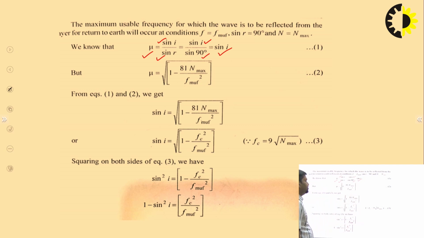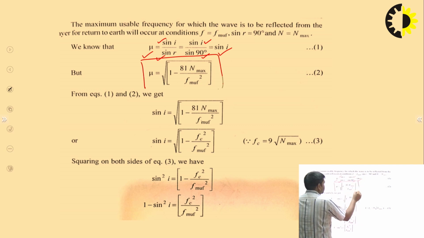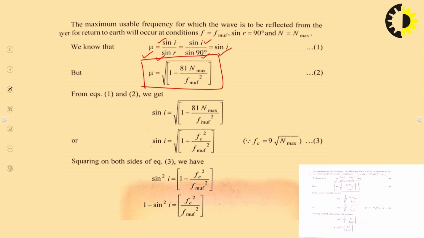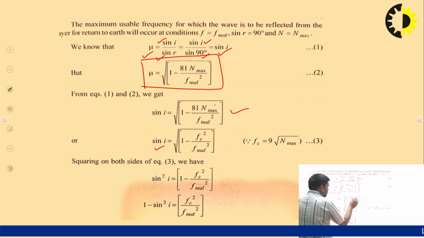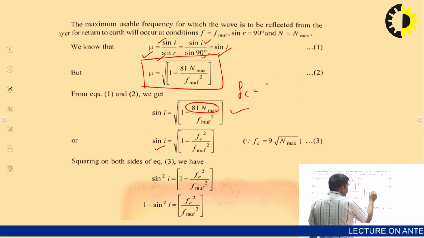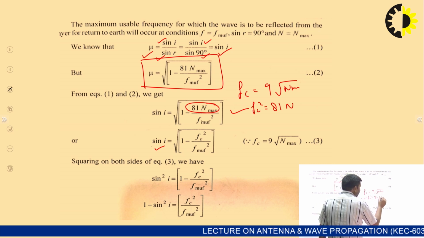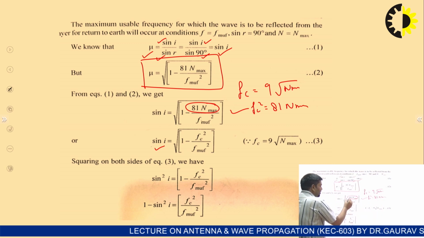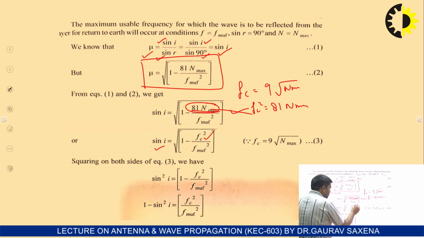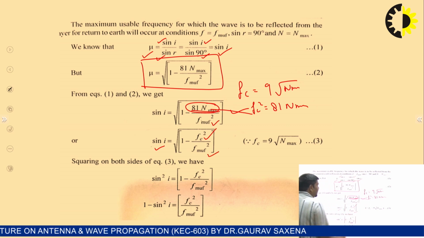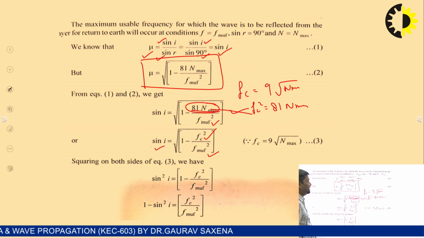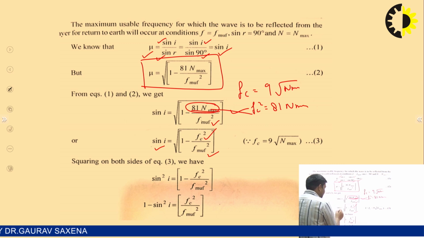By the definition, mu is equal to the square root of 1 minus 81 n maximum upon f muf whole square. So we easily calculate sin i, since sin 90 is 1. What is the critical frequency? We know that the critical frequency fc is equal to 9 under root n maximum. So fc square is equal to 81 n maximum. So we put in fc square for 81 n maximum, and f muf square by the definition, because the angle r, or we can say sin r, is equal to 90 degrees. We square both sides.